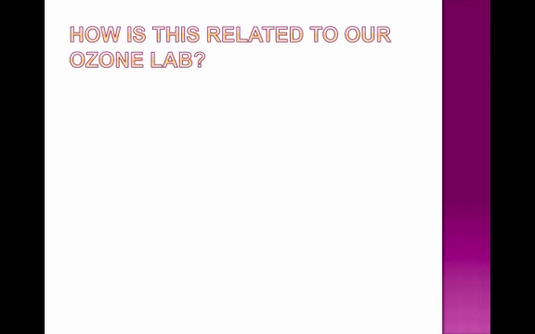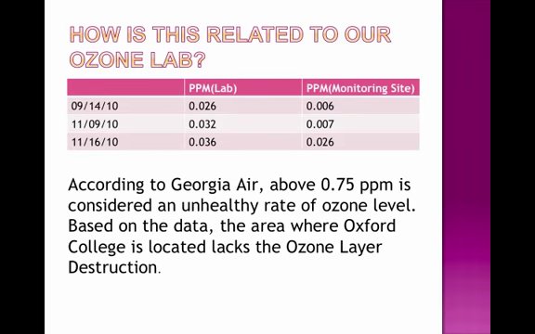How is this related to our ozone lab? According to Georgia Air, above 0.75 ppm is considered an unhealthy rate of ozone level. Based on the data we've collected, the area where Oxford College is located lacks ozone layer destruction.